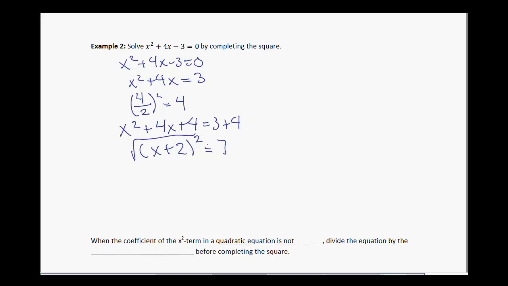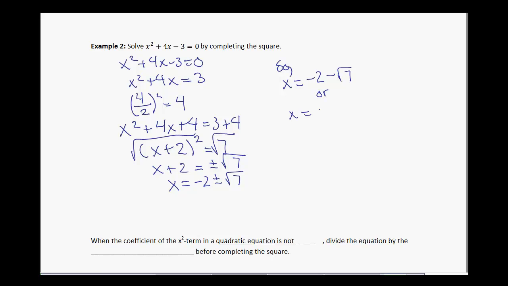Inversing our square, we square root both sides of the equation and we find x plus 2 equals plus or minus the square root of 7. Solving for x, we get x equals negative 2 plus or minus root 7. So our solutions are x equals negative 2 minus root 7, or x equals negative 2 plus root 7.